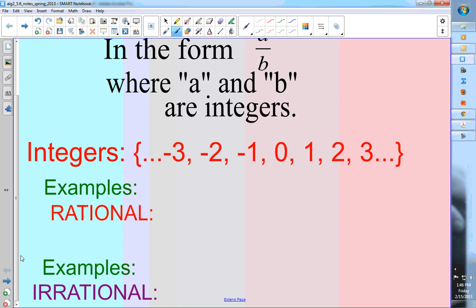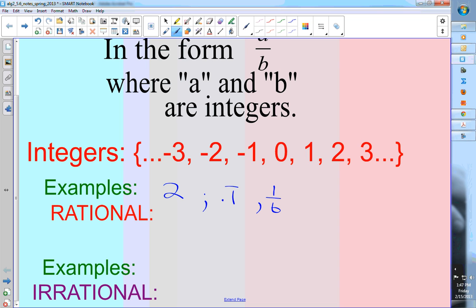Zach, was that you? Okay, well, I'm calling on you now. 2, outstanding example. That's rational. 0.1 repeating, right? That's rational. Give me a rational number. What is it? 1/6. That's rational.